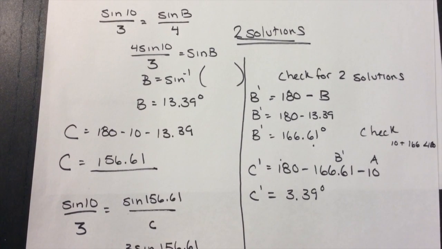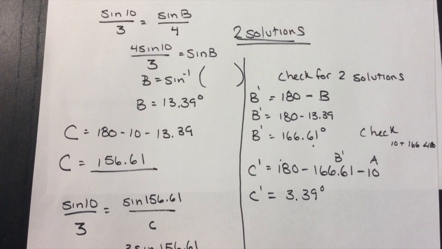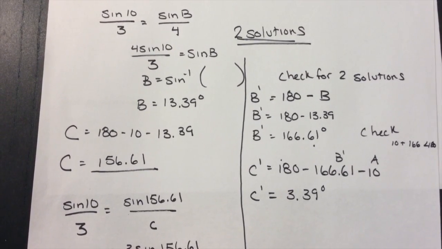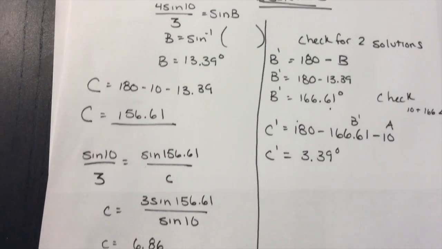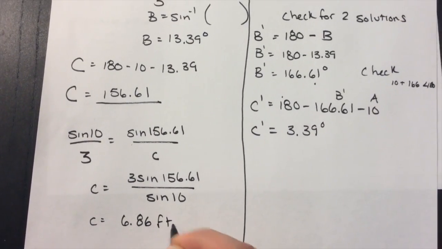So if I type that in, 3 sine 156.61 divided by the sine of 10, hit enter, I get c equals 6.86. And I believe the units are in feet, so that's feet.